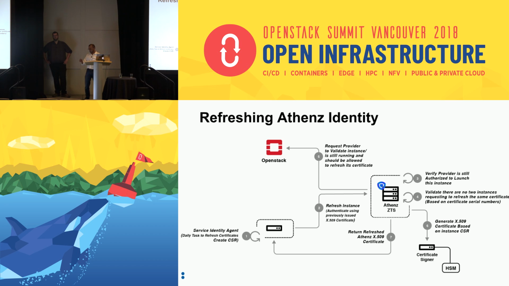It starts with the service identity agent, which is basically a cron. It runs very periodically. In our case, the X509 certificate is valid for a few days, and we rotate them every few hours. This agent again talks to Athenz, and in number 2, it authenticates itself this time with its previous certificate. It says, hey, here's my X509 certificate.